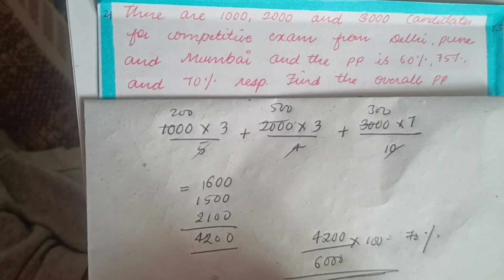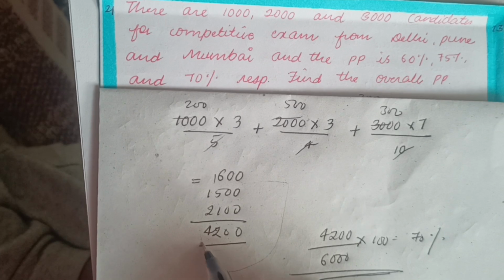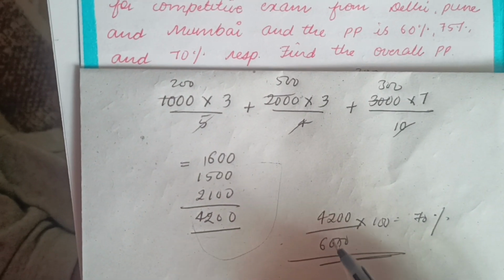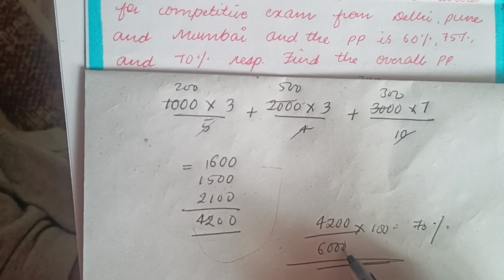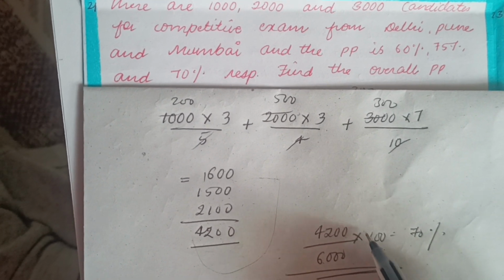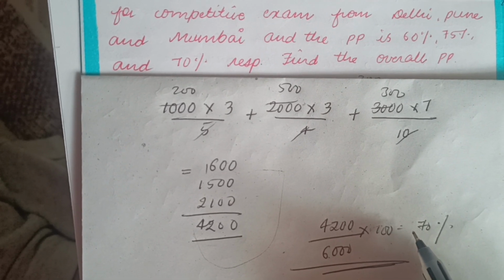If I add this, I will get the total passing members, that is 4200. So 4200 people passed out of 6000 people. Therefore we have to calculate the overall passing percentage. So I have multiplied it with 100, and the answer will be 70%.